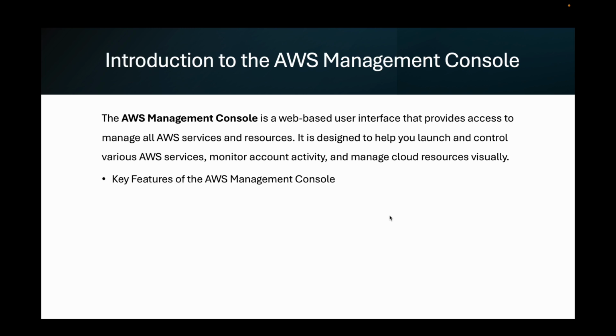Some of the key features of the AWS Management Console include the unified dashboard. The console provides a single interface to manage all AWS services. You can navigate between different services, view billing information, and monitor usage. Then we have the search bar. Use the search bar to quickly find and access any AWS services like EC2, S3, Lambda. We have service shortcuts. Customize the dashboard by pinning your frequently used services for faster access.